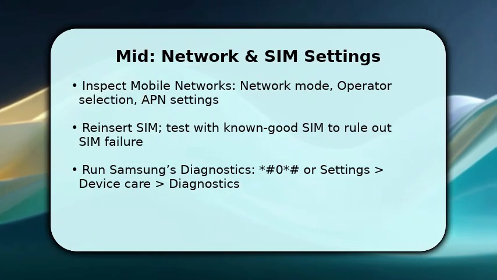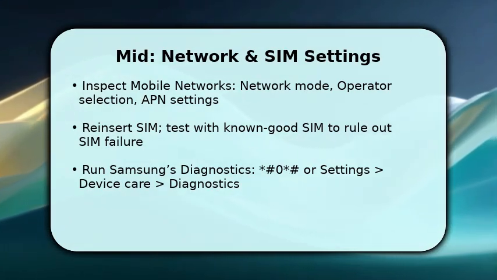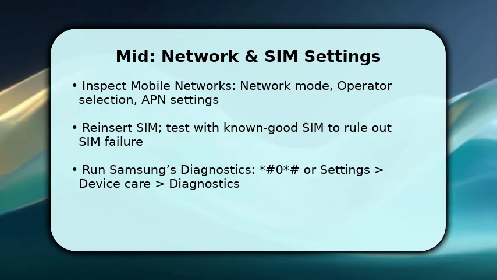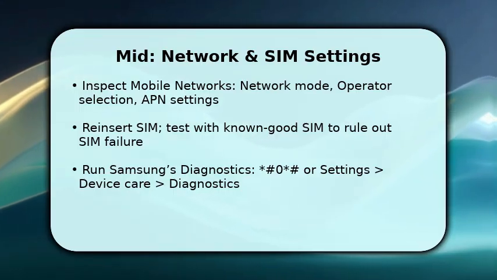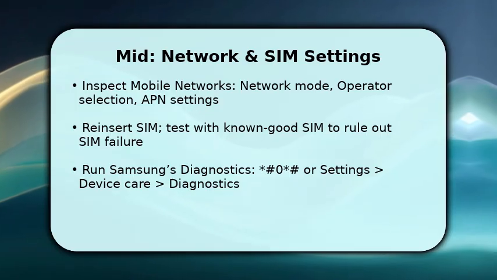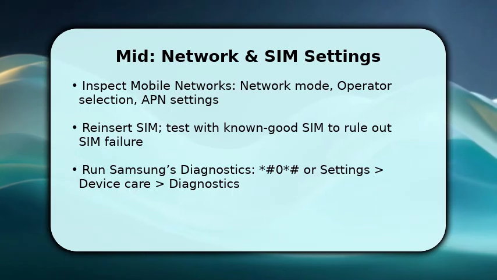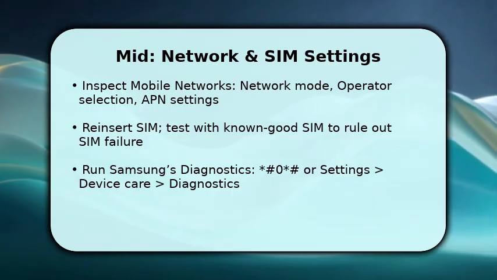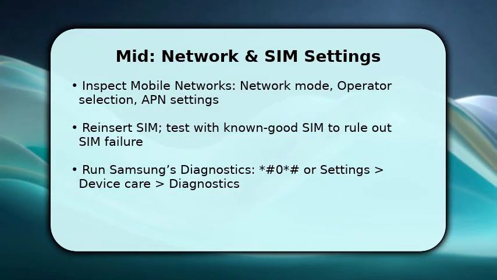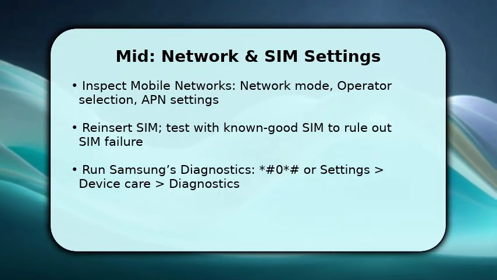Next, dive into settings to fix less obvious issues. Go to Settings, Connections, Mobile Networks, and verify network mode. Prefer LTE/3G/2G auto, and set operator selection to automatic so the phone can reattach. Check APN details against carrier values. Mismatches stop data and registration.